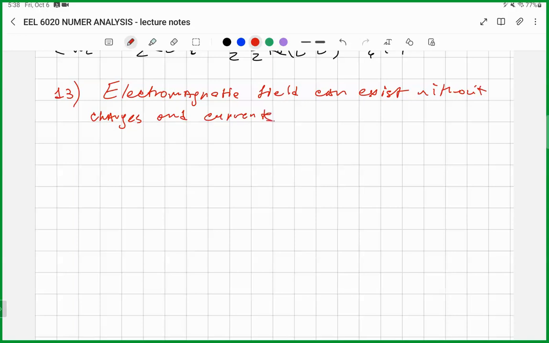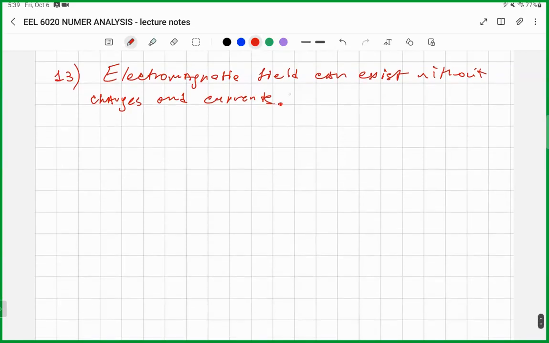That's interesting because electric field only or magnetic field only cannot exist without charges and currents, because charges and currents are the sources of electric or magnetic field. In contrast, electromagnetic field can exist without the charges, right? And it exists in the form of an electromagnetic field. So let us derive this fact again from the Maxwell equations.